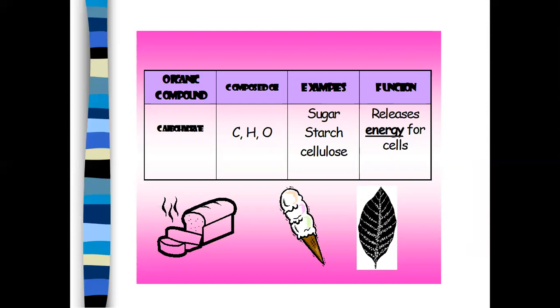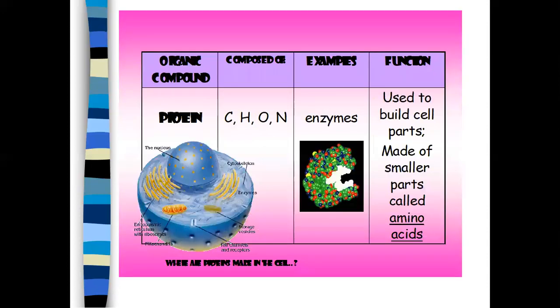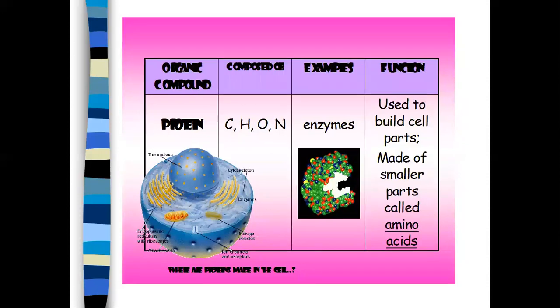So, organic compounds. Carbohydrates are composed of CHO, for example, sugar, starch, cellulose, and the function is to release energy for the cell. I'm just revising. Similarly, lipid is an organic compound that is also composed of carbon, hydrogen, oxygen, for example, fats, oils, and waxes, and the function is to store and release more and more energy for the cell. Protein is an organic compound that consists of carbon, hydrogen, oxygen, as well as nitrogen. For example, the enzymes. Its function is to build cell parts, made of smaller parts called amino acids.